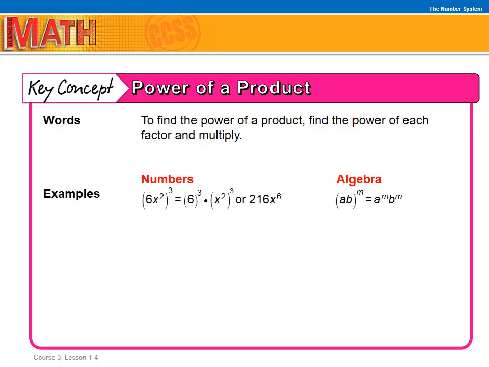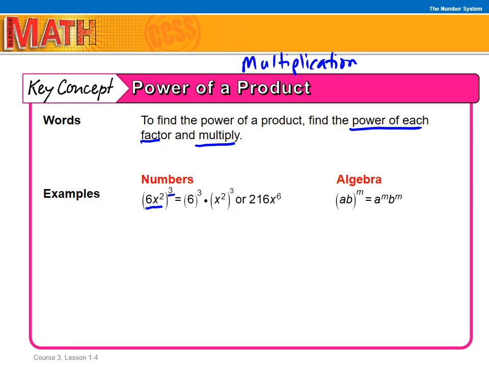Key concept: power of a product. Now remember, the word product means multiplication. So in this instance, to find the power of a product, or when we're multiplying, find the power of each factor and multiply. With numbers, we have 6 times x to the second power raised to the third power.